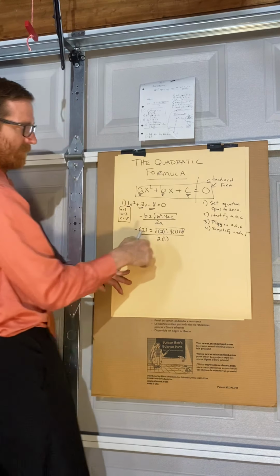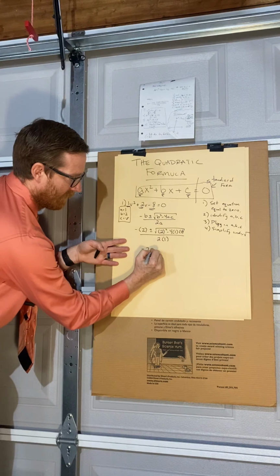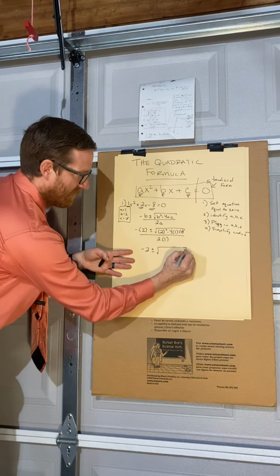Simplify under the square root. So I keep the negative 2 here. You can drop the parentheses. It's a negative 2 plus or minus. I do have the square root still.